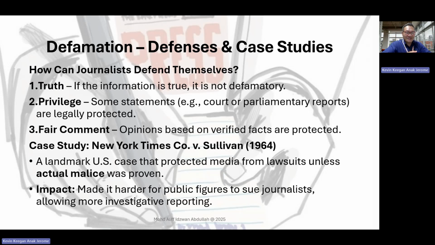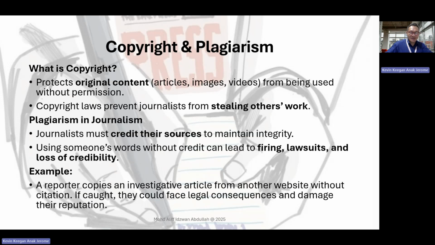Case study, New York Times versus Sullivan, 1964. A landmark US case that protected media from lawsuit unless actual malice was proven. Impact: it made it harder for public figures to sue journalists, allowing more investigative reporting. When you do investigative reporting, it means there's less chance for you to get sued.